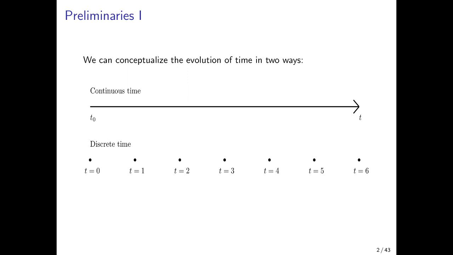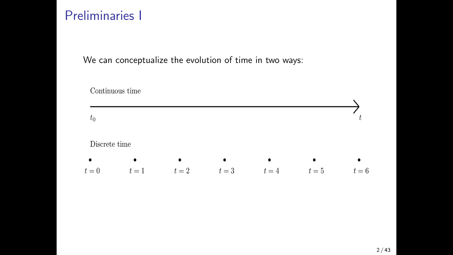Now, the most fundamental point is how we conceptualize time. And there are 2 ways of conceptualizing time. One is that we can think of time evolving continuously. So that means that we do not experience gaps between different points in time, and that's somehow also how we experience time in the real world.